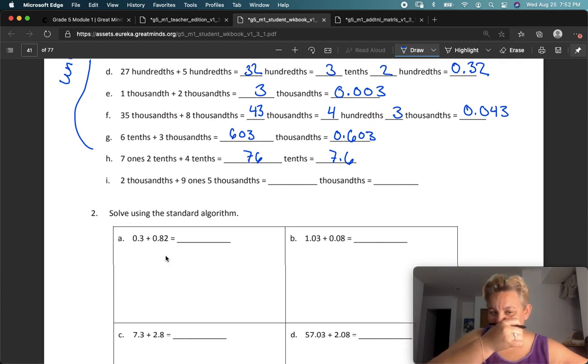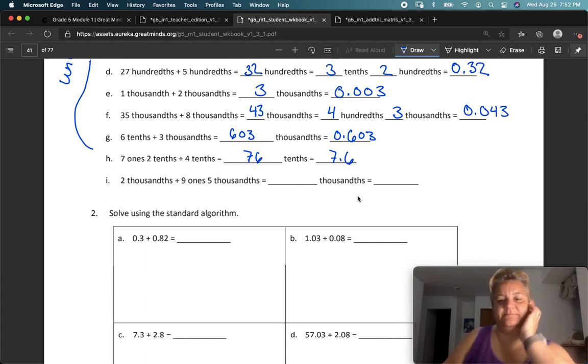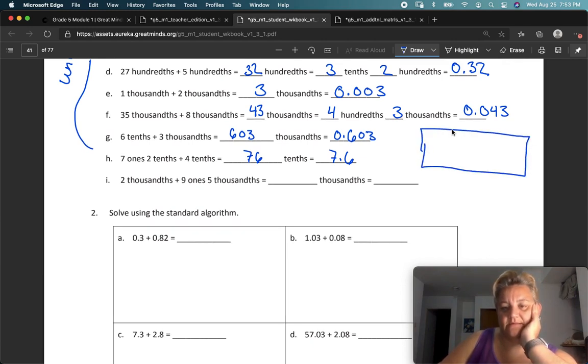2 thousandths and 9 ones and 5 thousandths. All right, I'm definitely using my chart on this one. Okay, there's my ones. There's 9. And no tenths. No hundredths. Here I've got 2 thousandths plus 5 thousandths. So my new number here is going to be 7. So I've got 9 ones and 7 thousandths, which is the same as 9,007 thousandths.